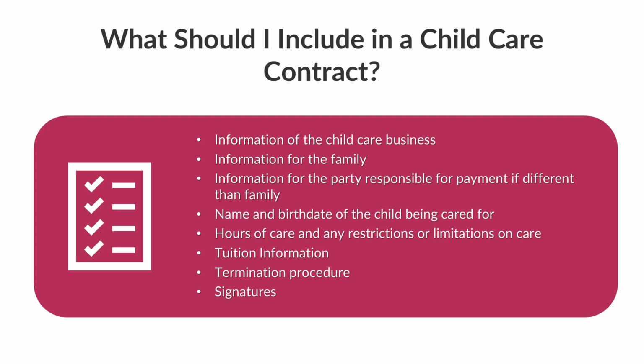What should be included in a child care contract? Child care contracts can differ between child care businesses because each provider has their own way of doing things. However, all agreements should include basic information about the family, children, and child care business, as well as an outline of the services provided and responsibilities of both parties, such as names and contact information, name and birth date of the child being cared for, hours of care, and any restrictions or limitations on care. For example, certain days of the week or the maximum number of hours per day.